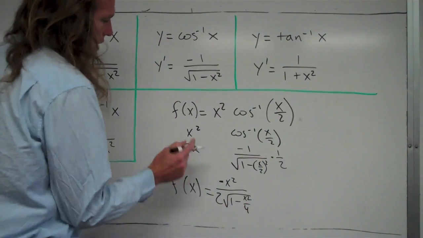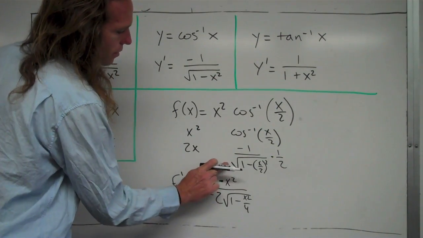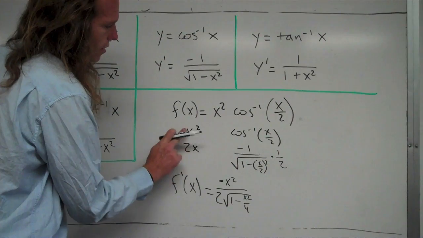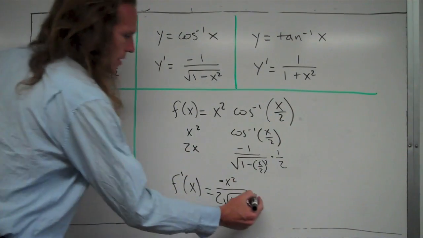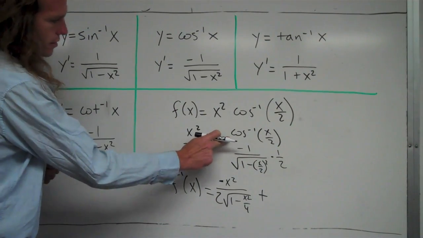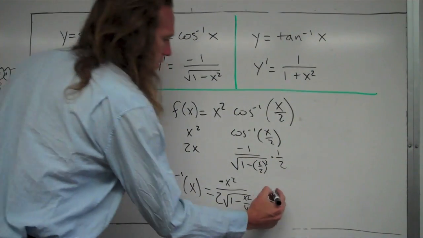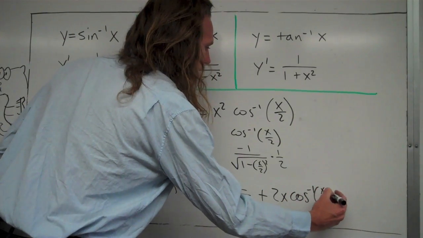Okay? So again, I just did x squared times this. So the 1/2, I multiplied times it to bring it in front, so you can see the 2 right there from the 1/2. The x squared times the negative 1 on top, and then I just distributed that exponent. And then plus the inverse cosine times the derivative of x squared, so that's just going to be 2x times inverse cosine x over 2.